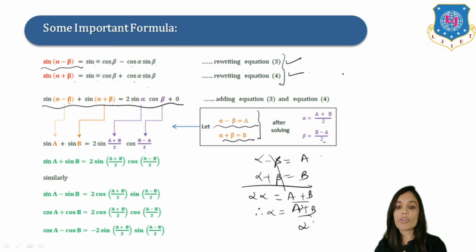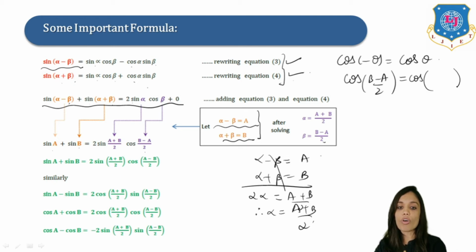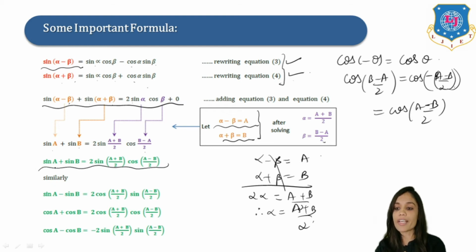But we know that cos is an even function, that is cos of minus theta is cos theta. So this we can rearrange. Cos B minus A upon 2 can be written as cos, taking out minus common, cos A minus B upon 2. But cos is an even function, so this equals cos A minus B upon 2. So the final formula is sin A plus sin B equals 2 sin A plus B by 2 into cos A minus B upon 2.